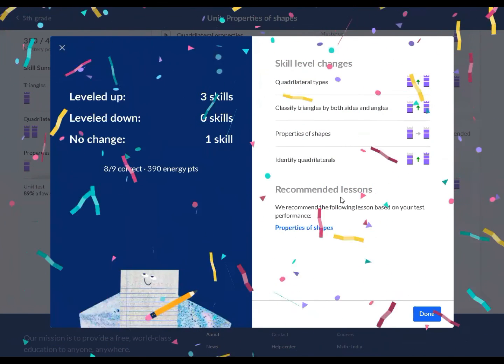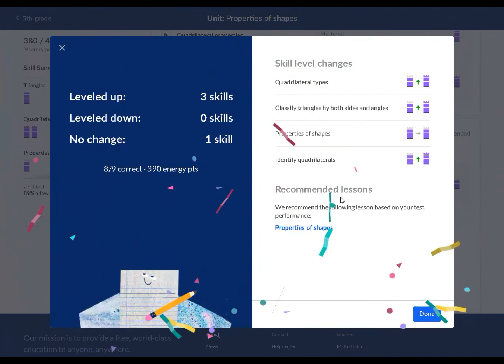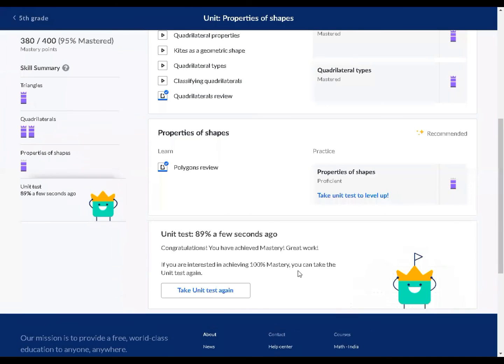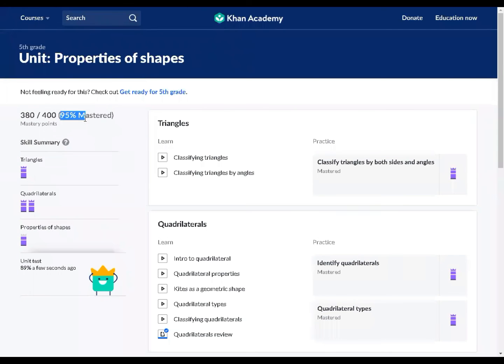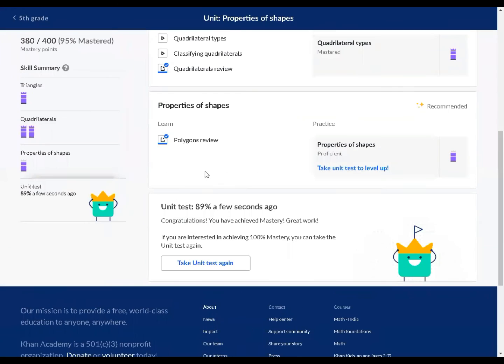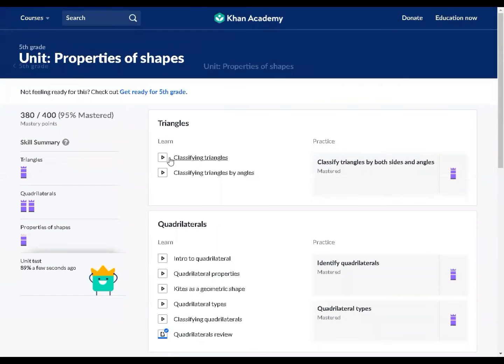So 3 skills level up, 1 skill no change. So yeah, 1 skill no change because we got one wrong at the starting. So yeah, we got 95%. That's very good. Our aim was 100, but we weren't able to answer one question. So yeah, that gave us 95% mastered of this chapter.